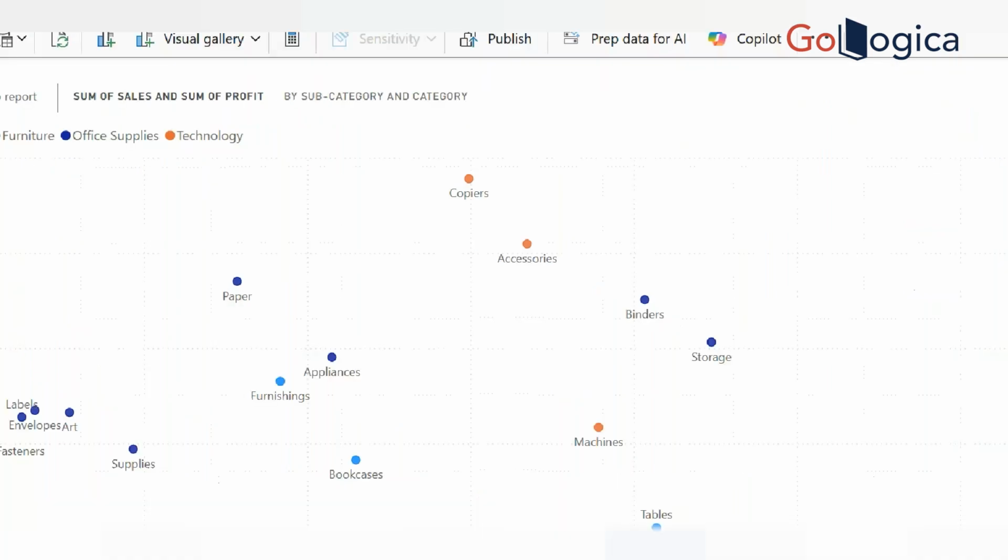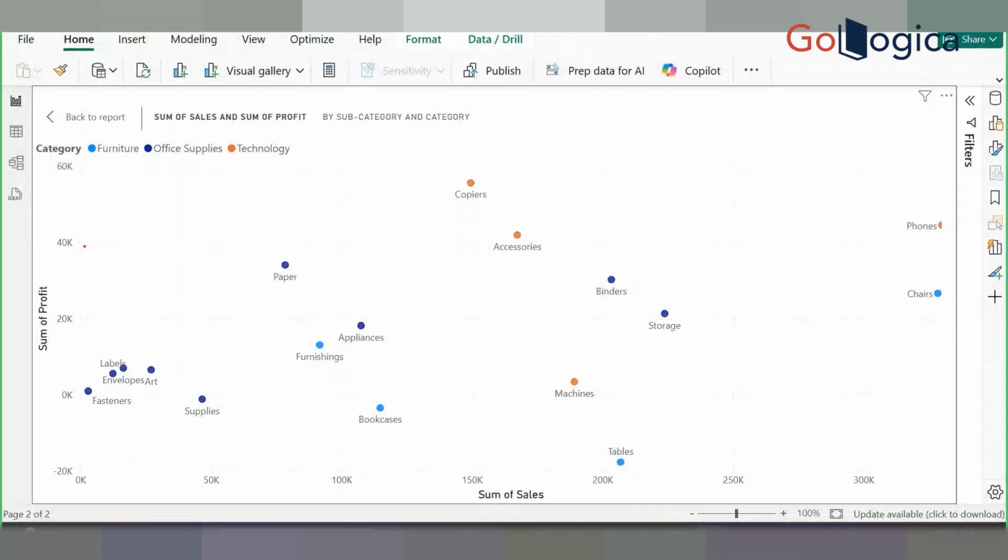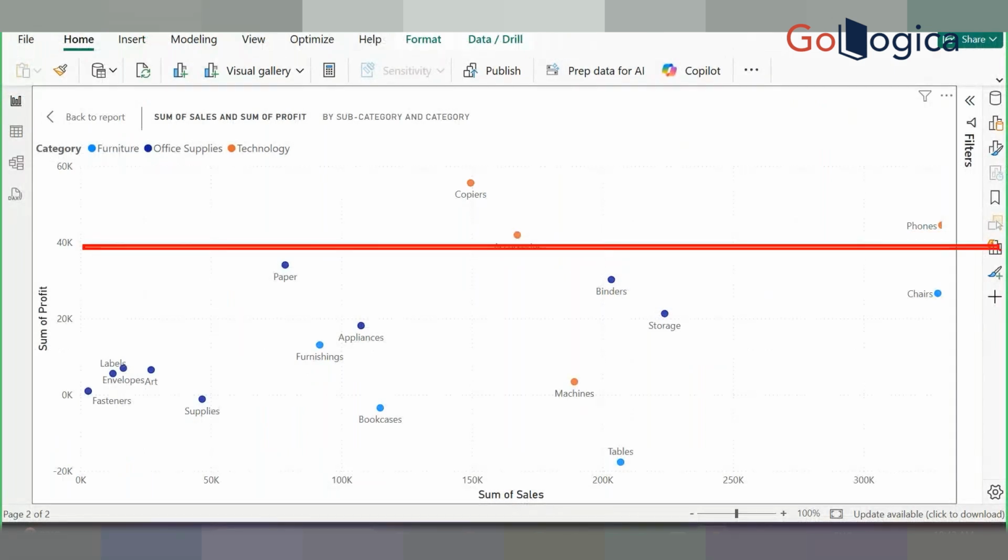If you understand here, if I just draw this line here, these are the top three profitable products. Out of the top profitable products, all three belong to technology.